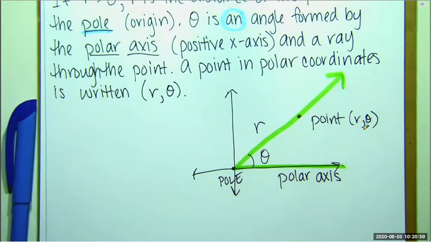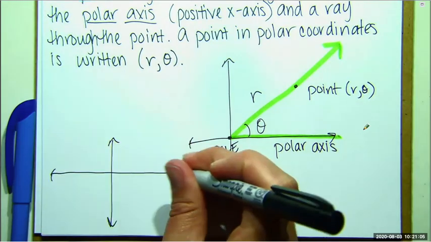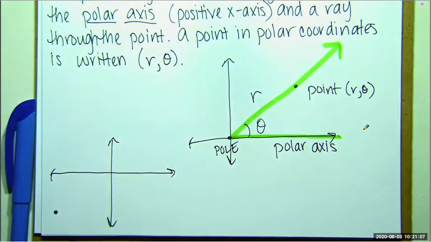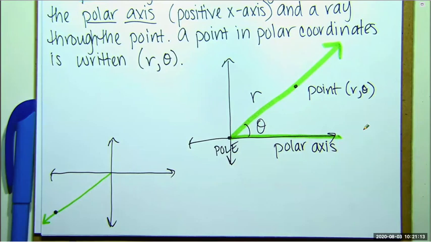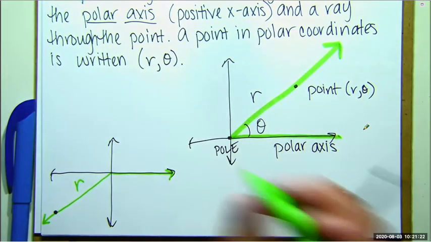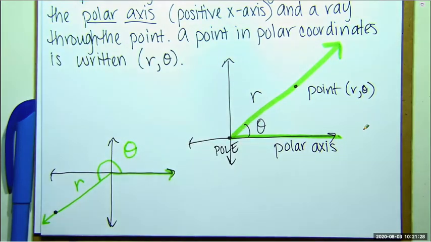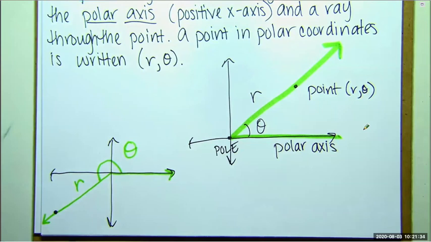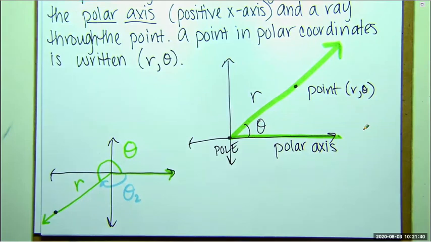Now this works with a point in any of our 4 quadrants. So just for fun here, let me draw a point in the 3rd quadrant. What we would do is form a ray through that point, measure the distance r from our pole out to that point, and then our polar axis is always going to be our positive x-axis here. We would measure the angle theta between that polar axis and a ray through the point. Again, this is not the only way of finding theta. We could actually measure around here, and we'll call this theta sub 2, another option for theta.